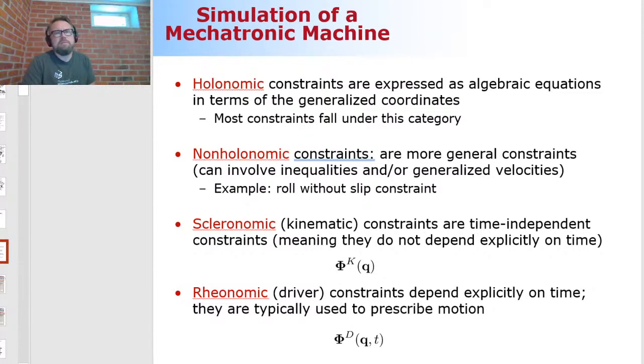Scleronomic, I don't know if I can pronounce it correctly, is a time-independent constraint. This is typically what we are doing, just like a revolute joint. Rheonomic is a driven constraint, a motion constraint that is introducing motion to the system. Anyway, it's just the names. These names are also available in the lecture notes. But let me get back to this.